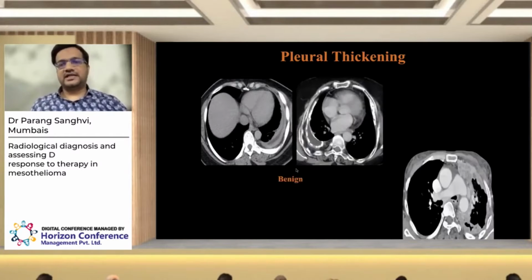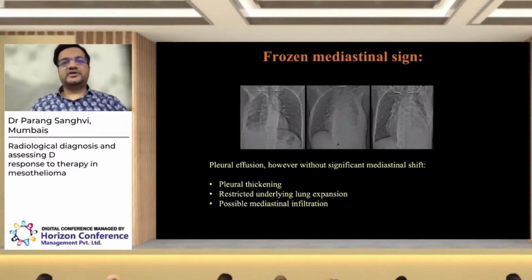As against this, malignant pleural thickening will look something like this. You can appreciate that this is much more nodular and shows heterogeneous enhancement, clearly more than a centimeter in size. Also appreciate how it is circumferential rather than just costal and diaphragmatic involvement, and the mediastinal pleura is typically involved. This is how malignant pleural thickening can be distinguished from benign pleural thickening. And this is what I meant by the frozen mediastinum sign, specifically useful with radiographs also.